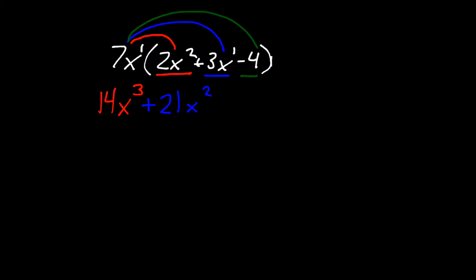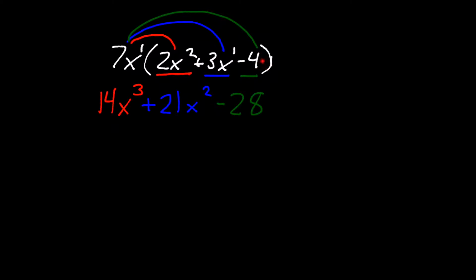Now I've finished multiplying my second term in my polynomial. And lastly, I need to move on to my final term. I need to multiply 7 times a negative 4. That gives me a negative 28.